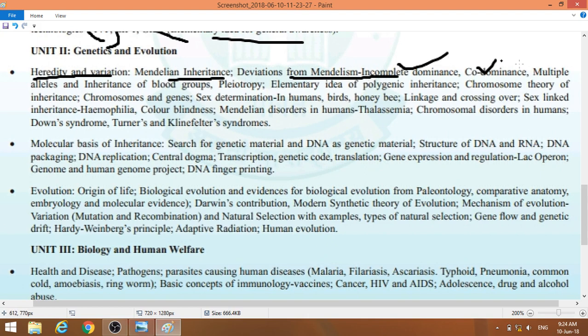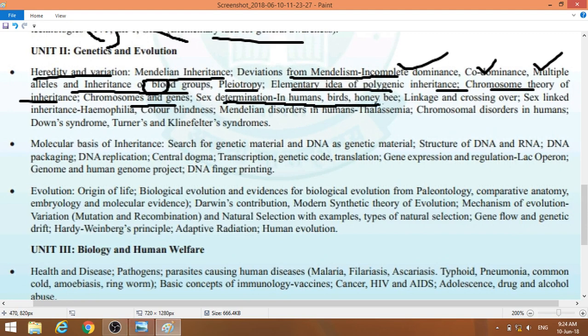Then you have genetics and evolution: heredity and variation, Mendelism, deviations from Mendelian law, that is incomplete dominance, co-dominance, multiple alleles, inheritance of blood group. There is a question from here also. Pleiotropy, elementary area, polygenic inheritance, chromosome theory of inheritance, chromosomes and genes, sex determination in humans, birds and honeybee. Again a question was from here. Then linkage and crossing over, sex-linked inheritance.